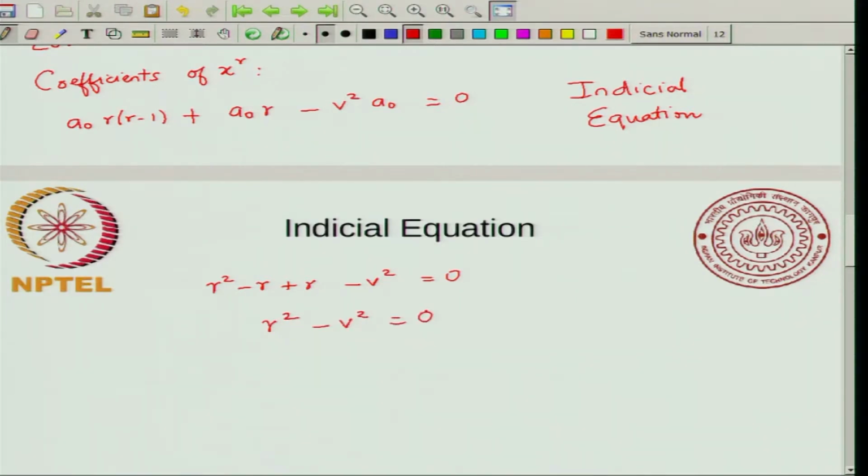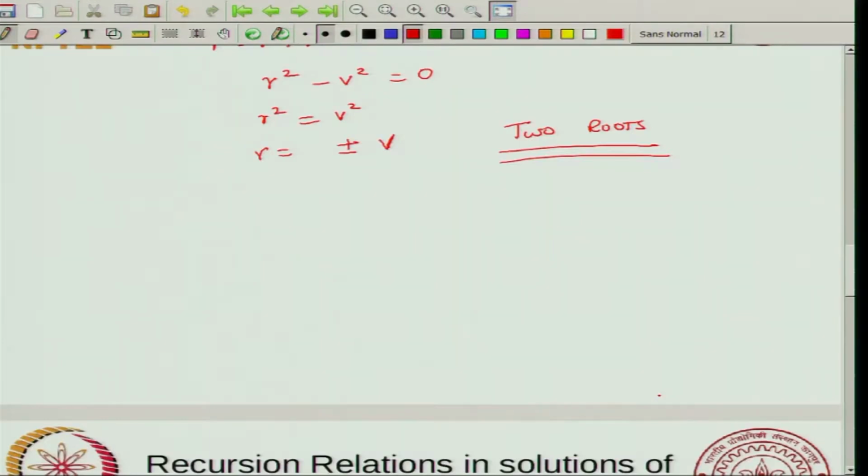So there are two roots. r square equal to v square, so r equal to plus or minus v. Now we have two roots, plus v and minus v, and we have to look at the various cases. Case 1, v equal to 0. Then r equal to 0, so the two roots are identical.